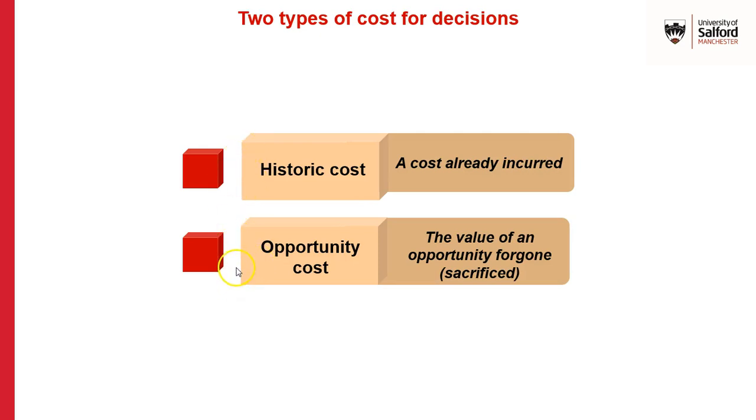One of the major differences in our calculations is the distinction between an opportunity cost, which is the value of an opportunity foregone, a sacrifice that's forward-looking, and what we call historic costs, and that's backward-looking. That is a cost that has already been incurred. And as Stanley Jevons, a professor in the early 1900s at Manchester University, said, bygones are forever bygones. So as a general rule, our historic costs are not directly relevant to the decisions we take.